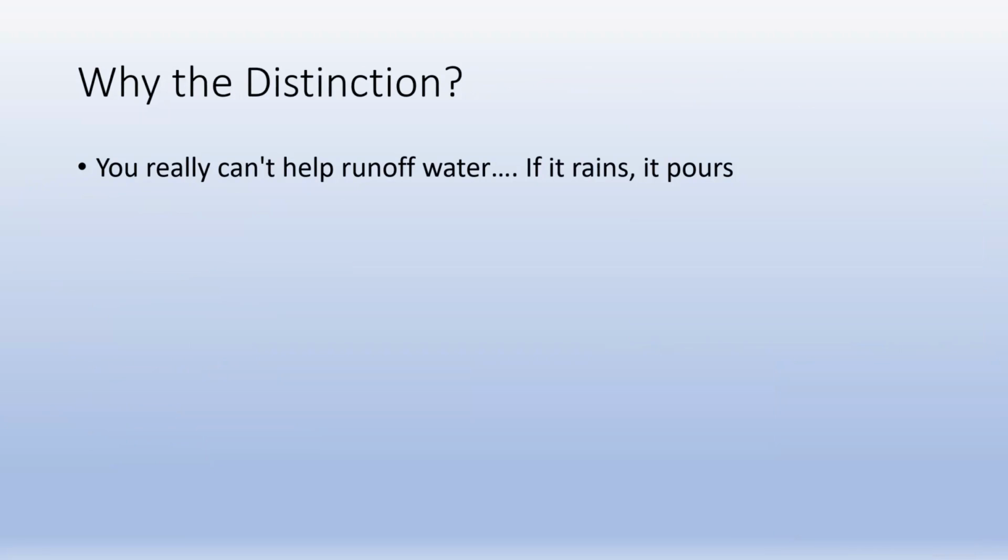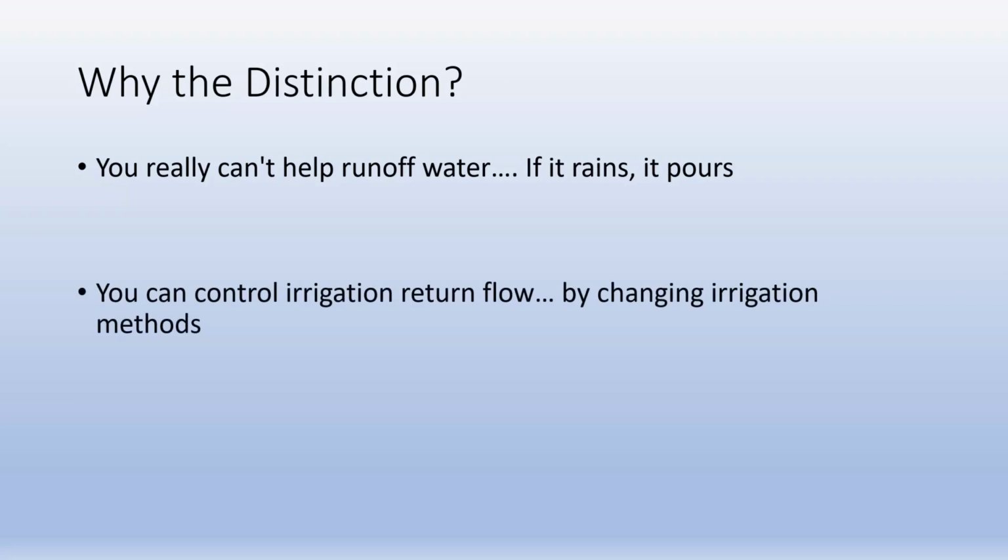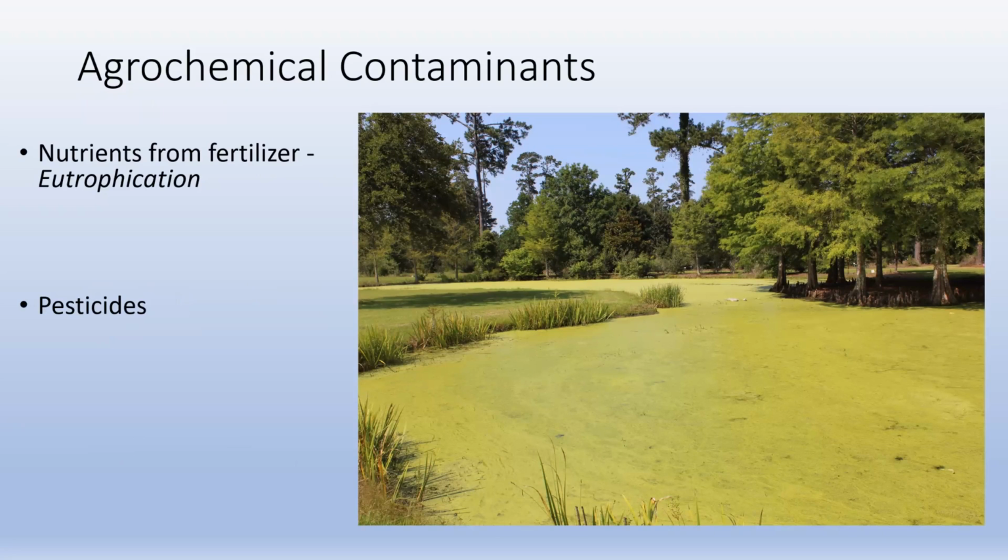So what is the distinction? You can't really help runoff water, like a big rain event. You can't help too much. Of course, you could do some storm water management and other things like that, which is a topic for another time. But you can control the irrigation return flow by changing the irrigation methods, and then you can lower the runoff. But again, in this lecture, Abdi will be talking about how you deal with the irrigation return flow that's generated. Irrigation return flow has a lot of agrochemical contaminants, a lot of nutrients from fertilizer, pesticide.